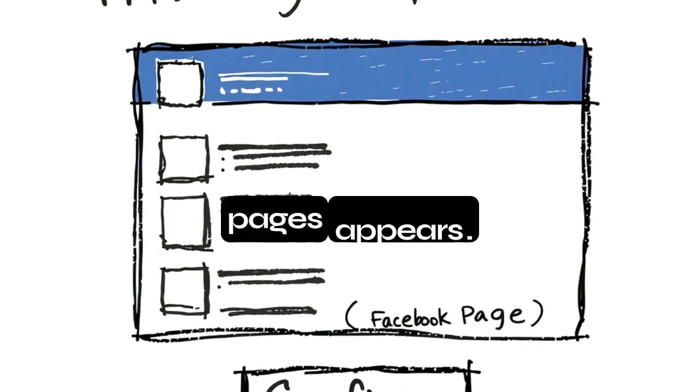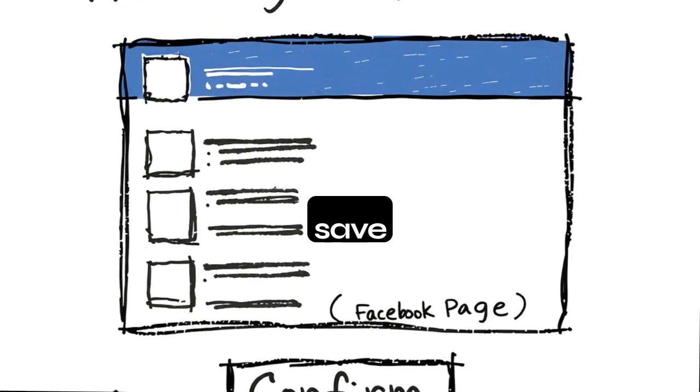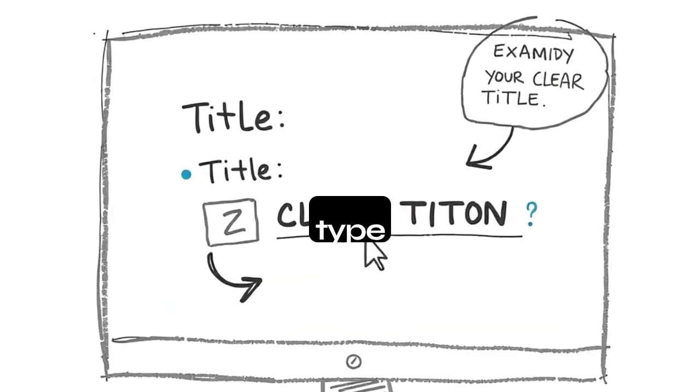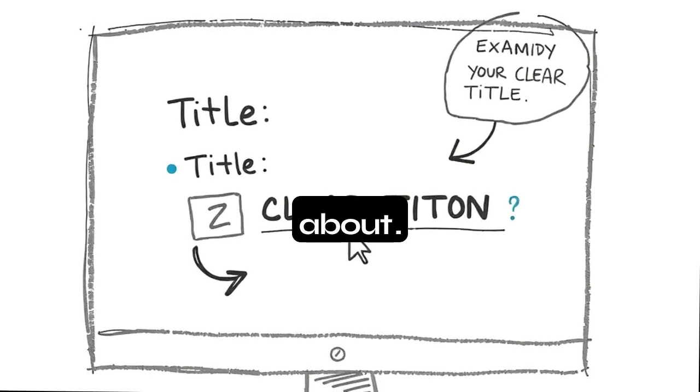A list of your pages appears. Click the page you want to stream to, then hit confirm or OK to save it. Back in Prism, type your stream title and short description. Make it clear what your live is about.